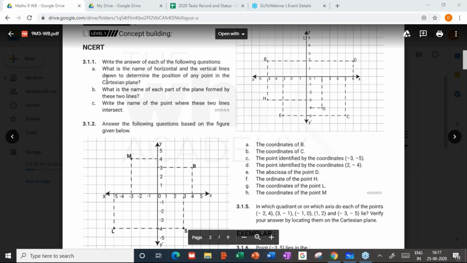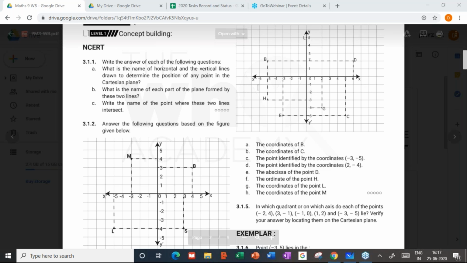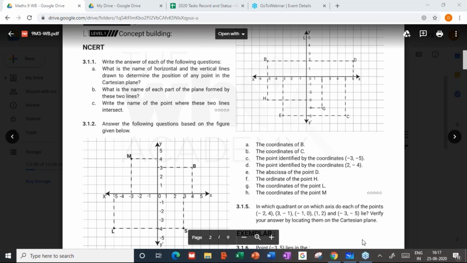Just ignore the word Cartesian and try to find it out. What is the name of the horizontal and vertical lines drawn to determine the position of any point? Actually, the answer is right there, like looking at you.